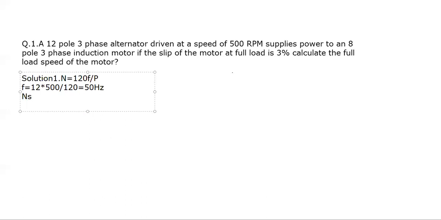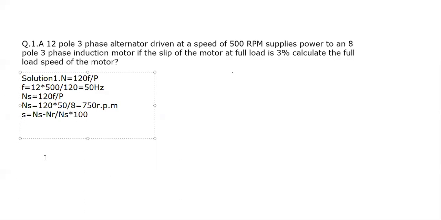So the induction motor's synchronous speed is given by 120 f upon P. Here P being 8, you get Ns equals 120 into 50 divided by 8, which equals 750 rotations per minute. So this is the speed with which the magnetic flux is revolving in the air gap of the induction motor. Once we have got this, we know the formula of slip, which equals Ns minus Nr divided by Ns into 100.